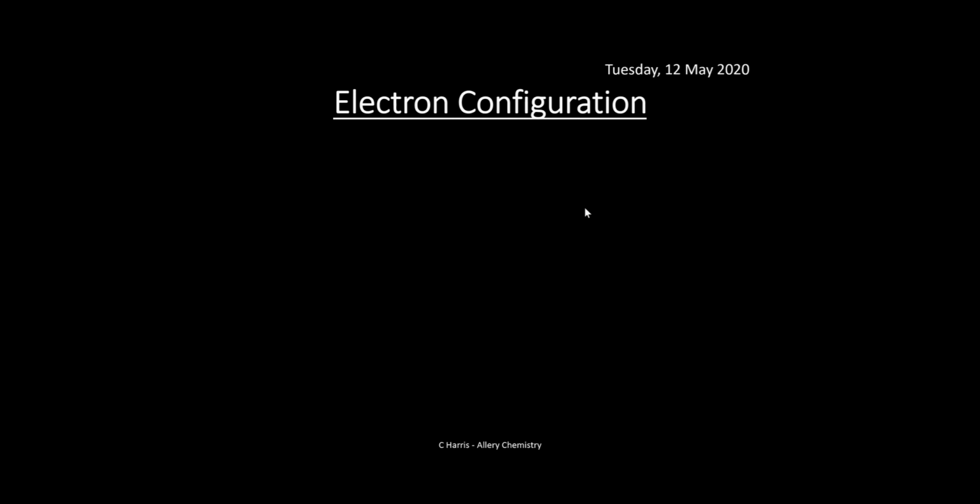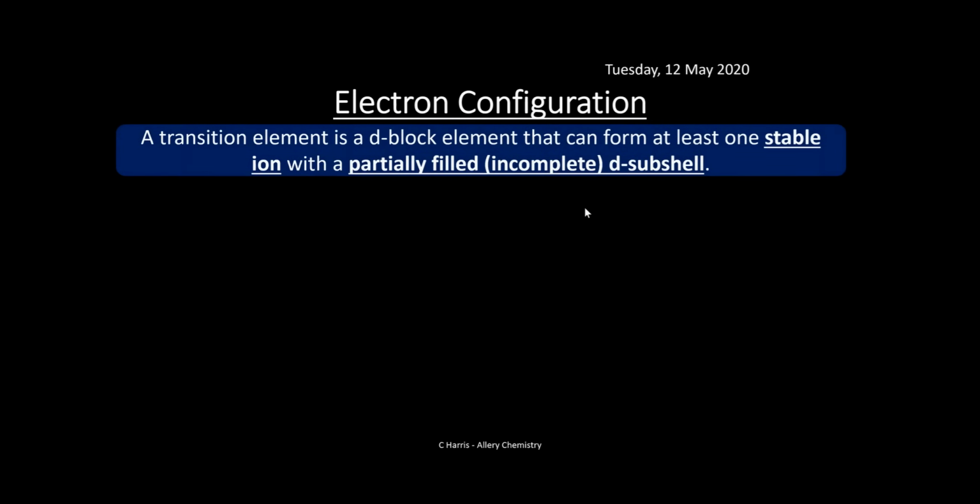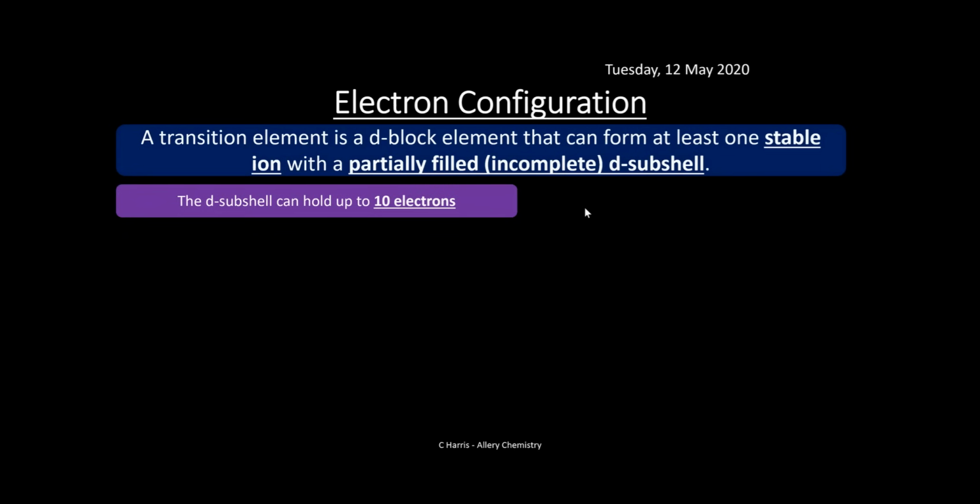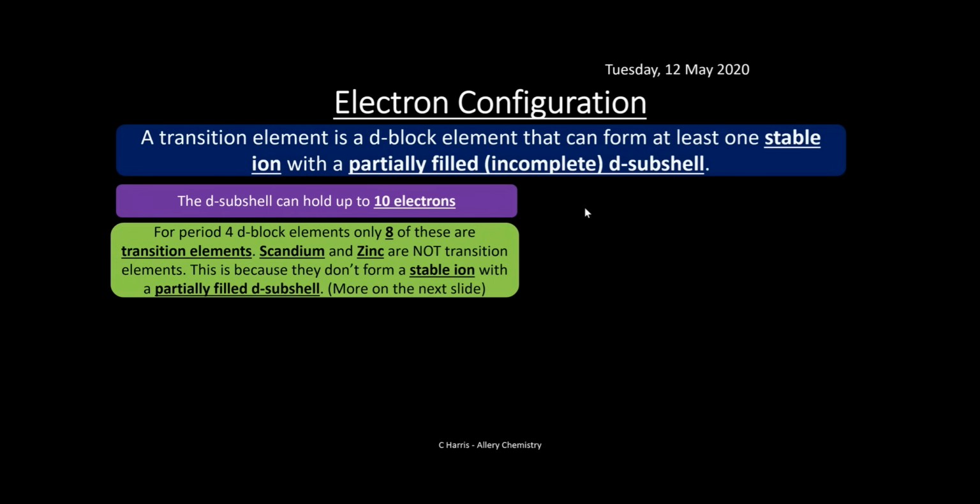Okay, so electron configuration. A transition element is a D block element that can form at least one stable ion with a partially filled or incomplete D subshell. Okay, so that's vitally important. A D subshell can hold up to 10 electrons, and for period 4 D block elements only 8 of these are transition elements. So scandium and zinc are not transition elements, because they don't form a stable ion with a partially filled D subshell.